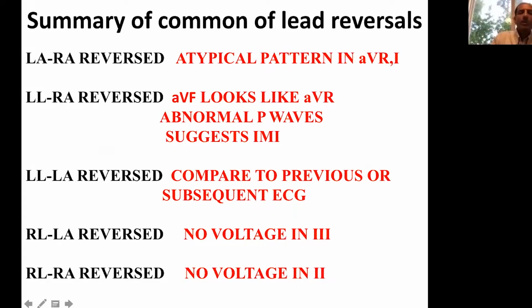Similarly, if you see no voltage in lead 2, you should suspect right leg, right arm reversal. So if the right leg is reversed with any of these, it's very easy to diagnose. You just get a flat signal in lead 3 or lead 2.